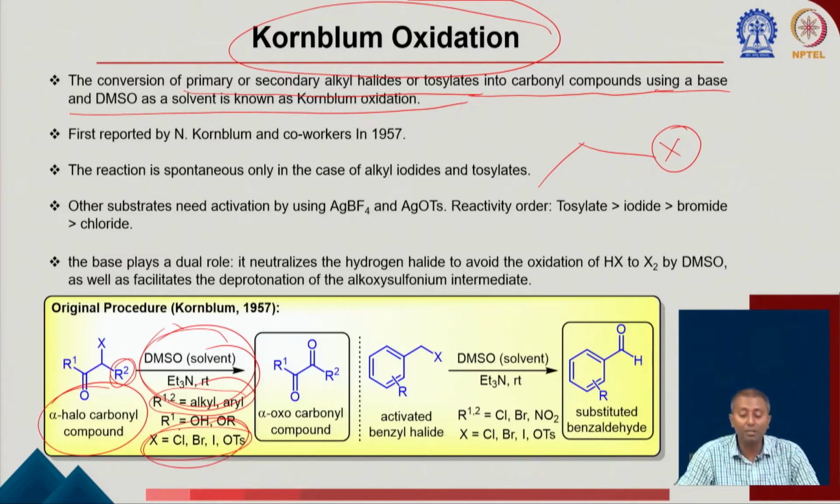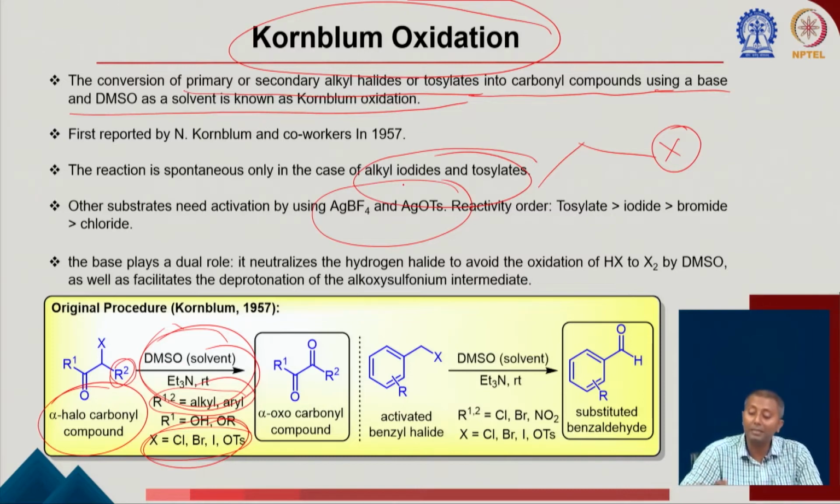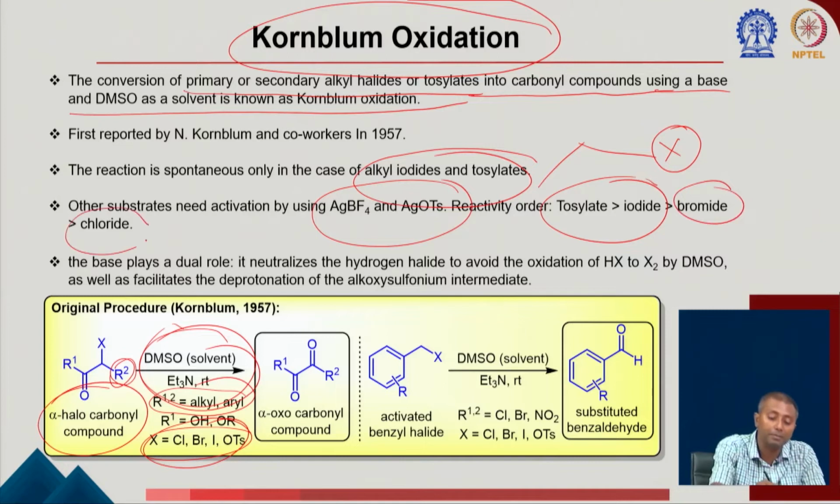okay. The OTs is very famous for this reaction, but alkyl iodides and the tosylates are very much used. Also if you use the bromide, then you have to use silver BF4 or silver OTs for this reaction. But in terms of reactivity, the tosylate and iodide will be faster compared to the bromide and the chloride. The base is playing a very important role here.